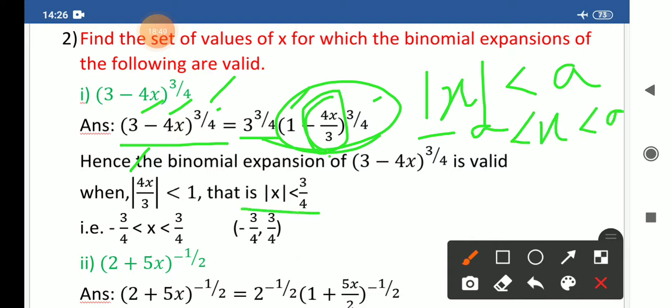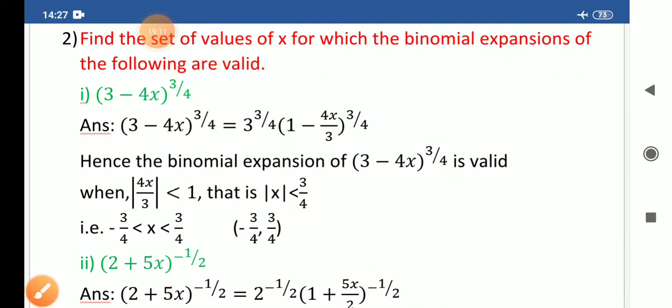So modulus x less than 3 by 4 means minus 3 by 4 less than x less than 3 by 4. That is, the range of x is the open interval (minus 3 by 4, 3 by 4). If x lies between minus 3 by 4 and 3 by 4, the expansion of (3 minus 4x) power 3 by 4 is valid. This is very important for 2 marks.